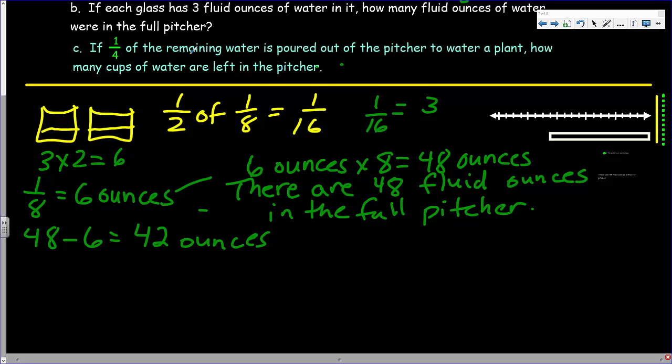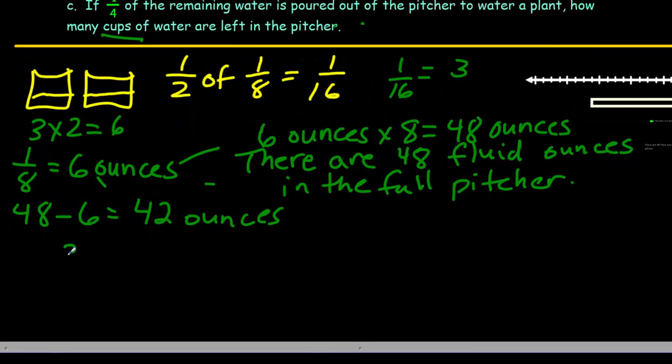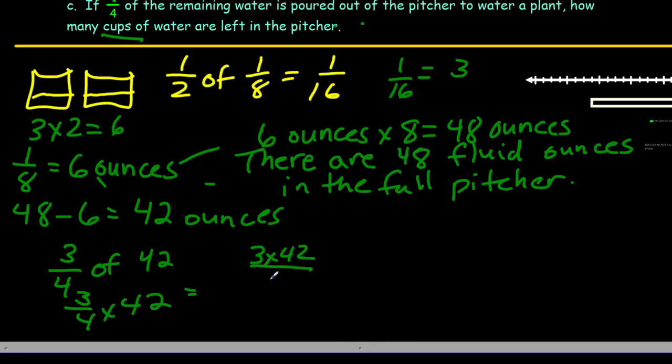Well, let's just figure out ounces right now. Let's not worry about the cups. That's another unit. So 1/4 of the remaining is poured out. So what's left in the actual pitcher? That would mean 3/4 would be 3/4 of 42. Did that make sense? So 3/4 of 42, of course, means 3/4 times 42 ounces over 4.